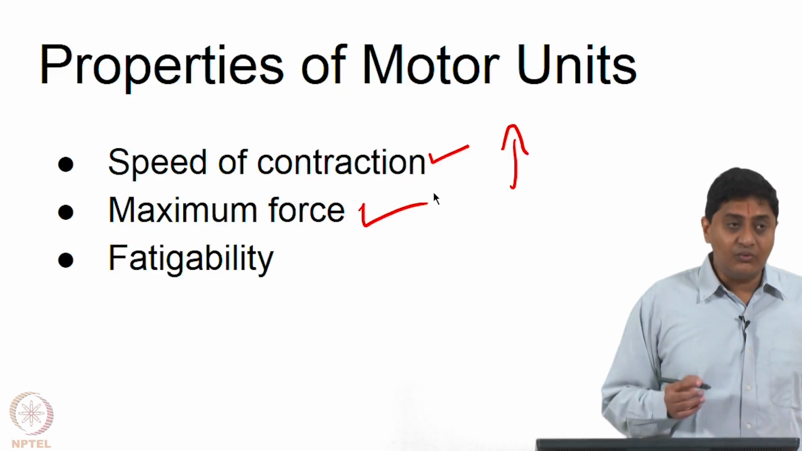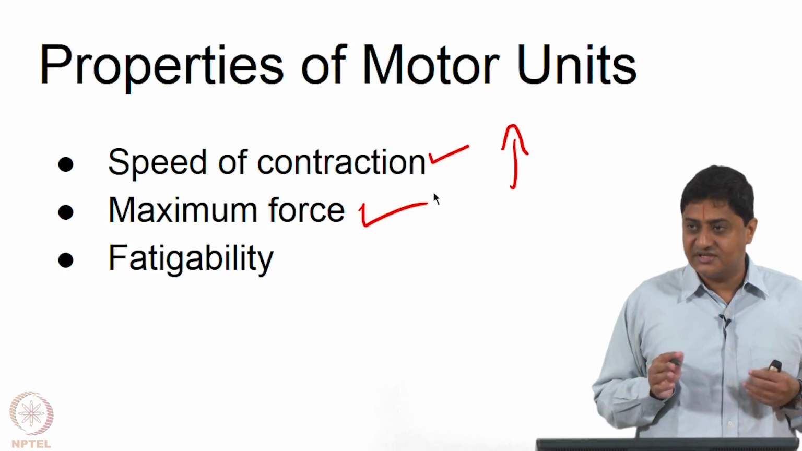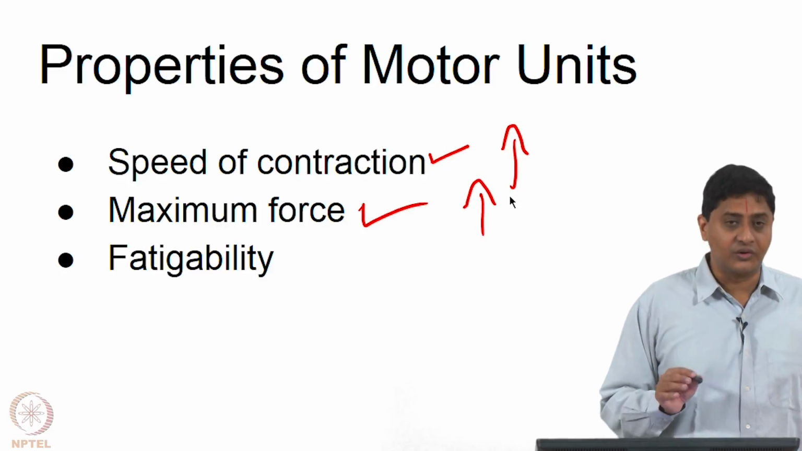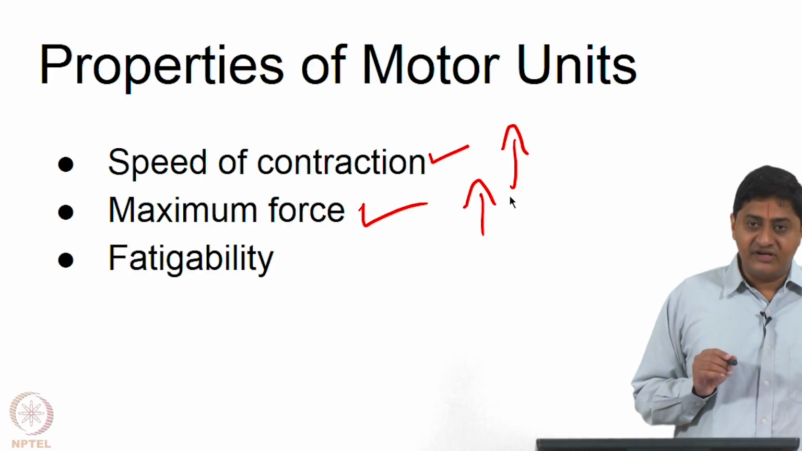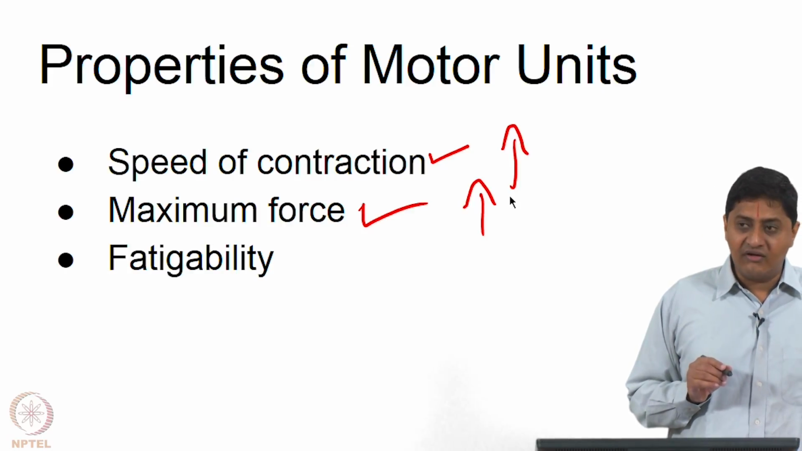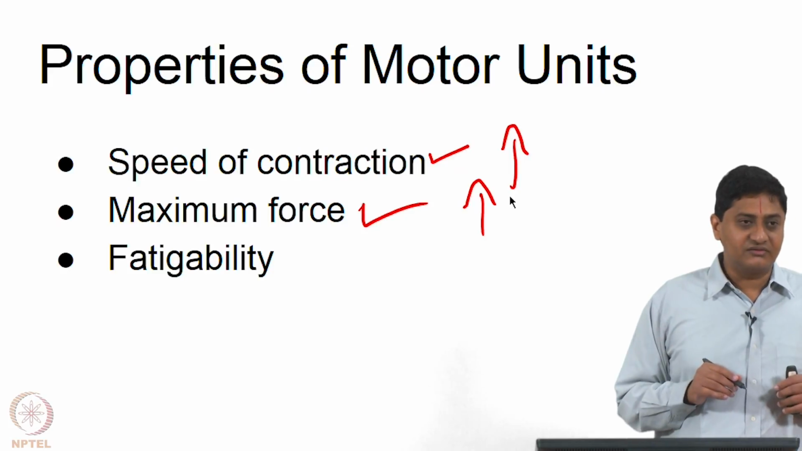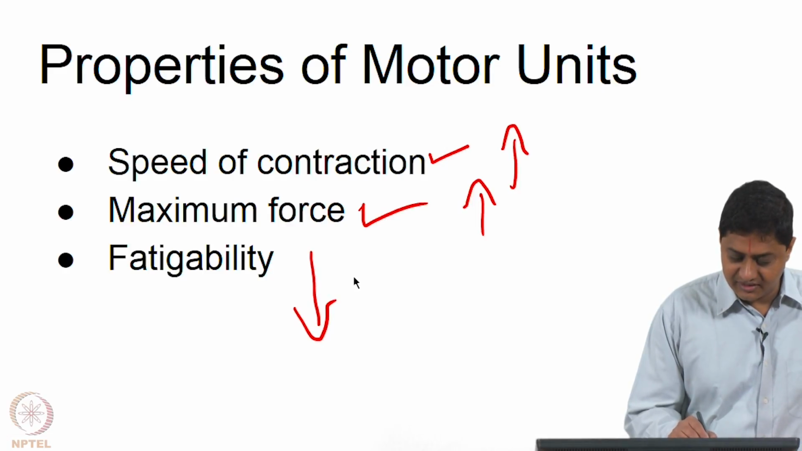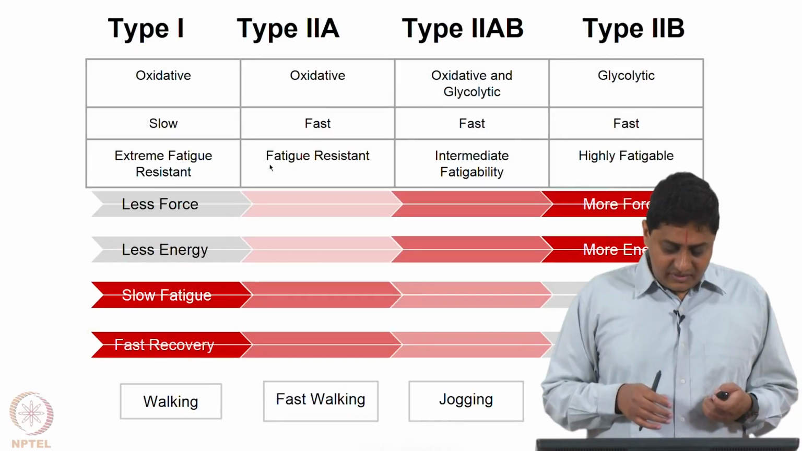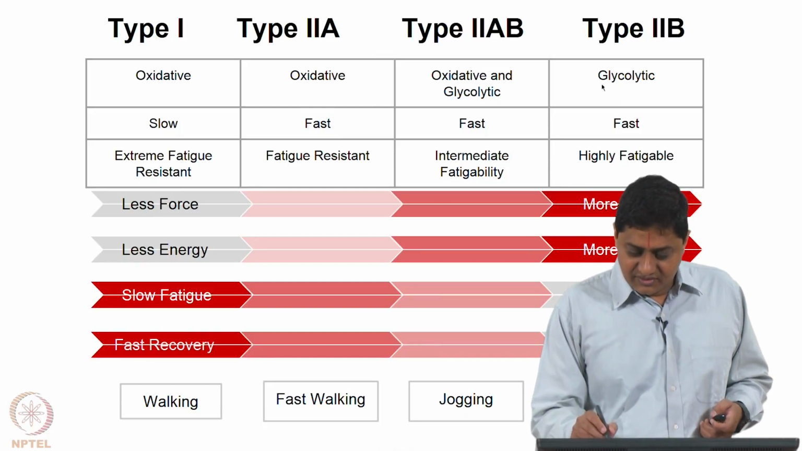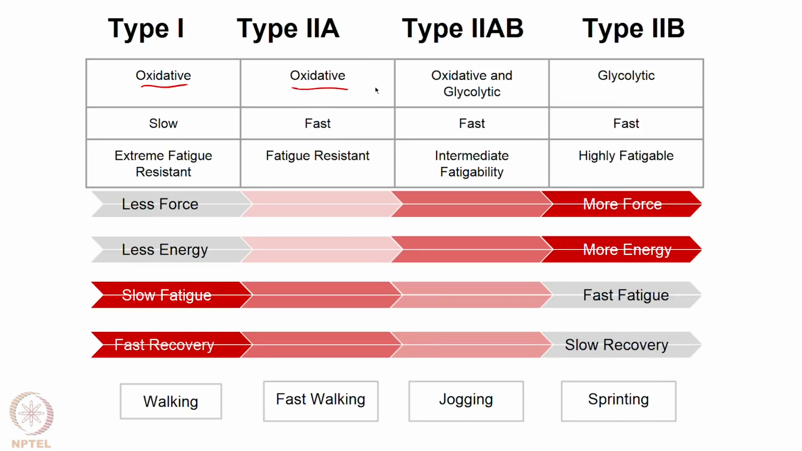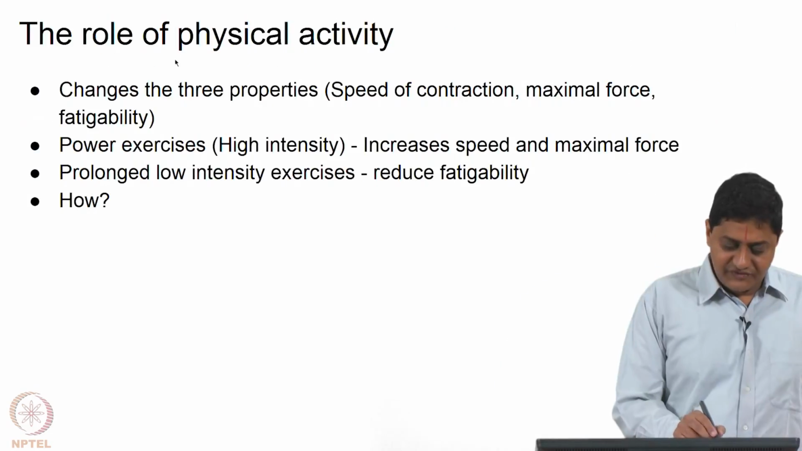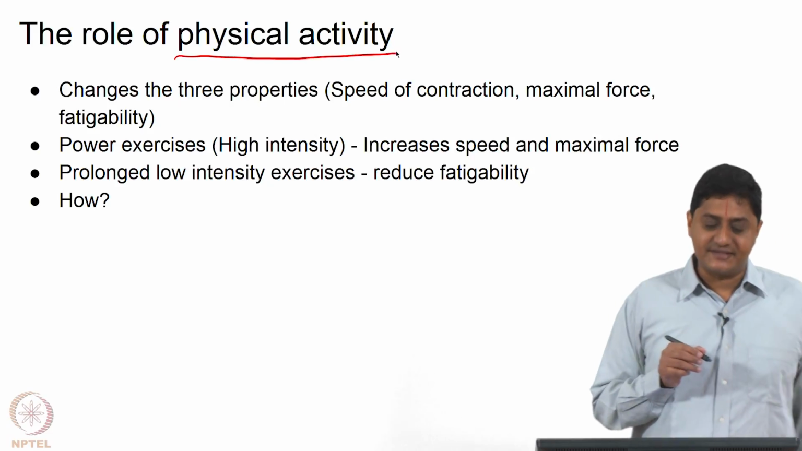Maximum force, again what is desirable? In general, a higher force is desirable. Again, more is good. Fatigability. In fatigability, I want the least fatigue while I am doing tasks. So, here more is not good, whereas less fatigability is good. We saw these are the types and we discussed this. It changes between oxidative and glycolytic. One method to change this is physical activity or exercise.